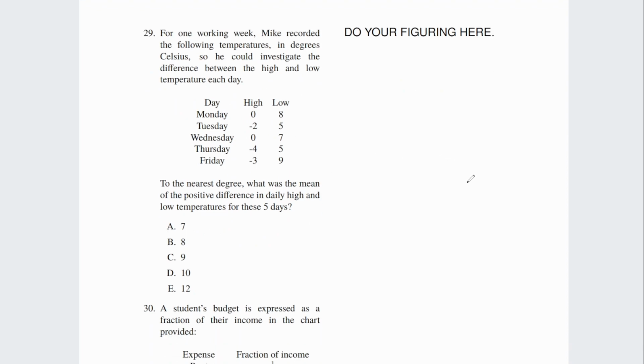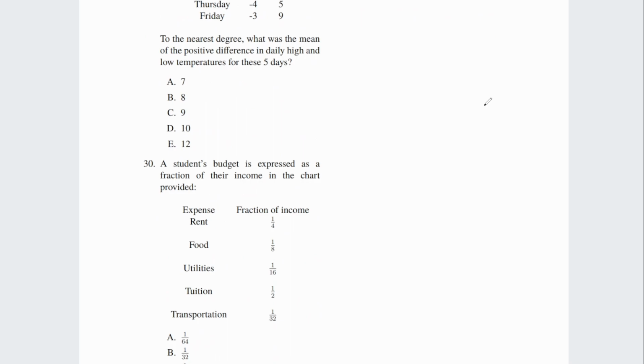For one working week, Mike recorded the following temperatures in degrees Celsius so he could investigate the difference between high and low temperature each day. To the nearest degree, what was the mean of the positive difference in the daily high and low temperatures for these 5 days? This is a long one. I'm going to skip it and come back later.